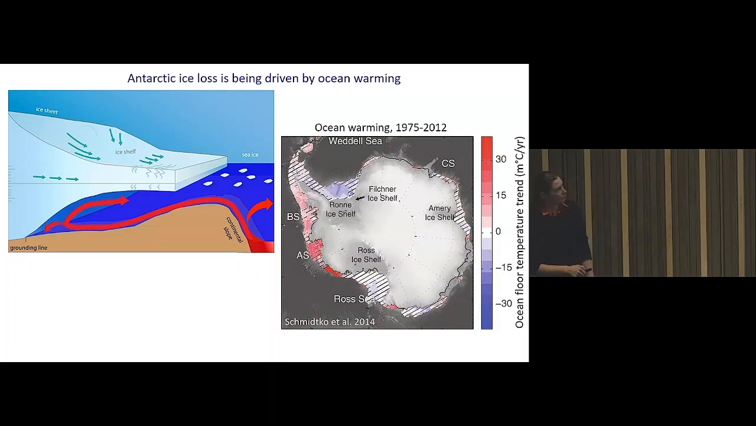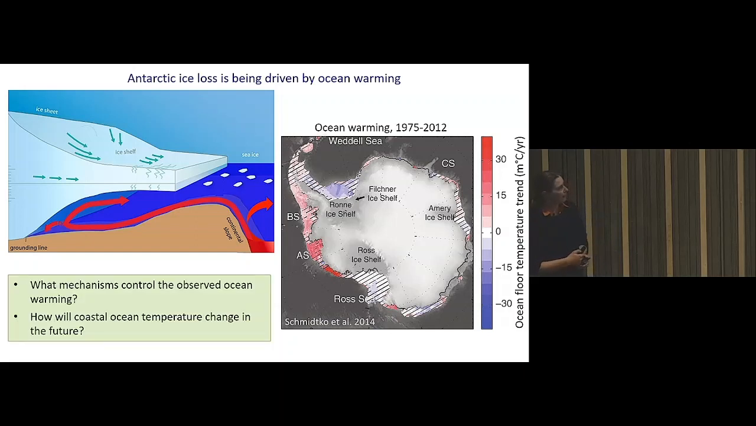If we look at ocean warming around Antarctica, so this is observations over the last few decades, we can see that the ocean is warming in the same locations as where that melt is occurring. But some of the big things that we don't understand yet, what are the mechanisms that are controlling this ocean warming, and how will the ocean temperature around Antarctica change into the future?